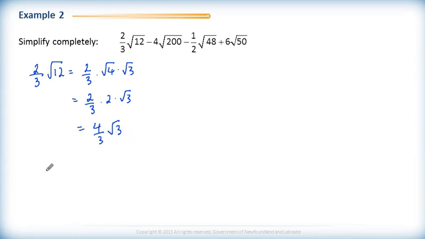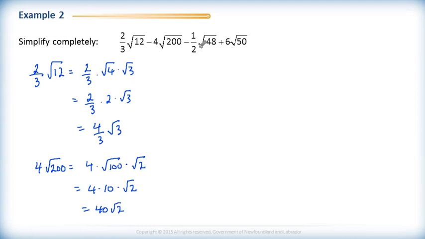4 root of 200, let's work on that. We have 4 times the square root of 100, because 100 has a perfect square root, times 2. So we've got 4 times 10 times the square root of 2, which gives us 40 root 2.